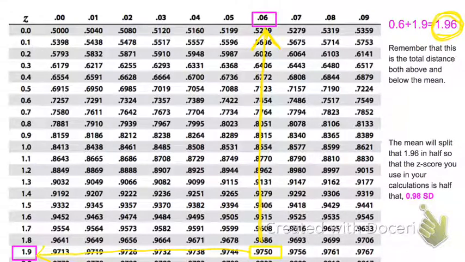You need to remember, though, again, that this is the total distance above and below your mean. So if this is your mean here, the mean is slicing that 1.96 in half. So you take that 1.96 and divide it by 2, and you get the z-score for 95% confidence is 0.98. So there's a lot of steps just to find that 0.98.